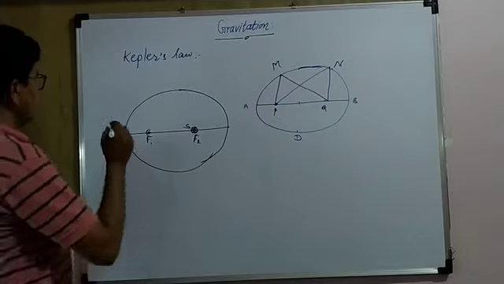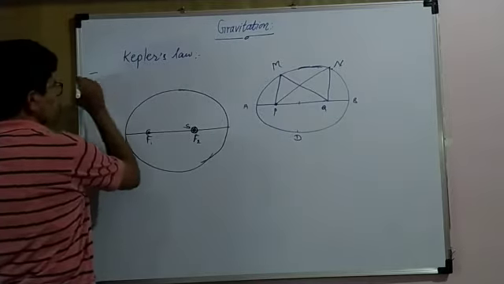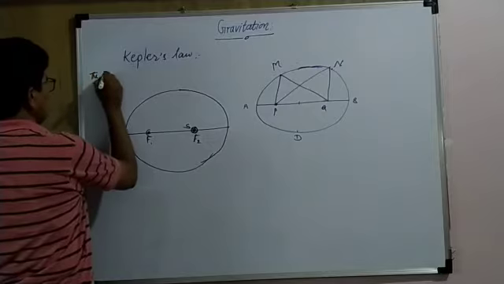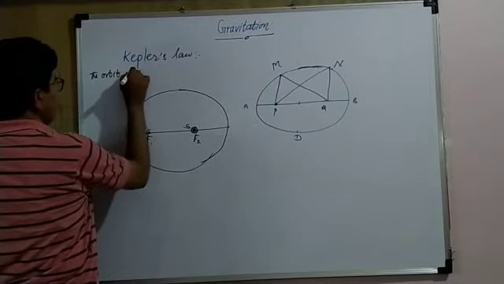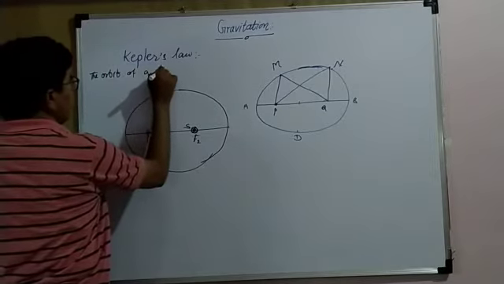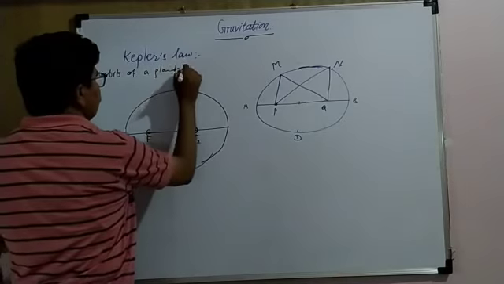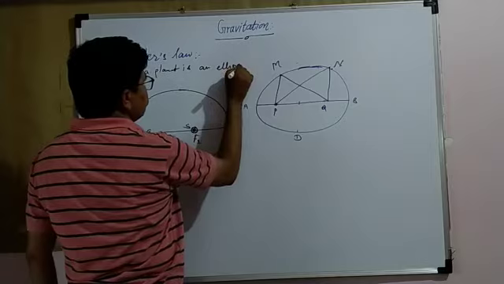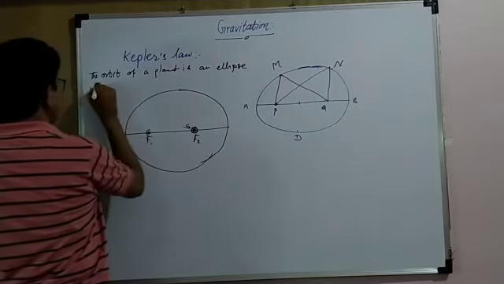So the first law is that the orbit of the planet is an ellipse with the sun at one of the foci.